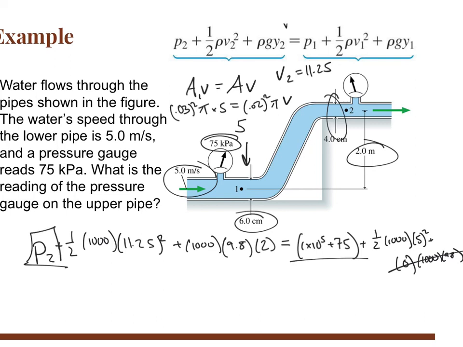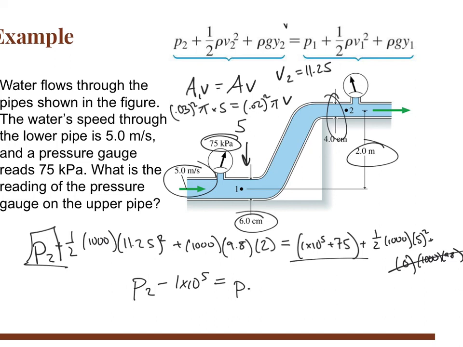I'm not actually going to do it out numerically here because I don't feel like typing it into a calculator. But that would be how you'd find P2. However, it is gauge pressure, so you'd have to do whatever pressure you get here minus 1 times 10 to the 5th. So you'll see this is what you're actually looking for is P2 minus 1 times 10 to the 5th.